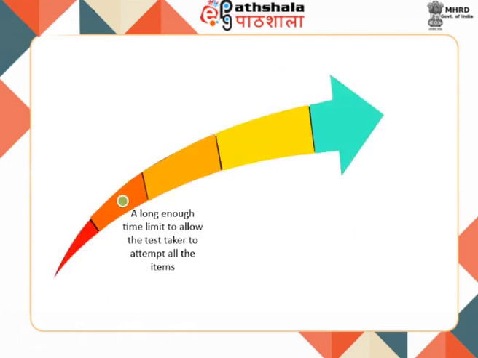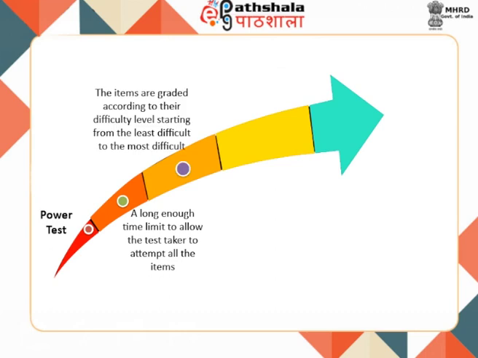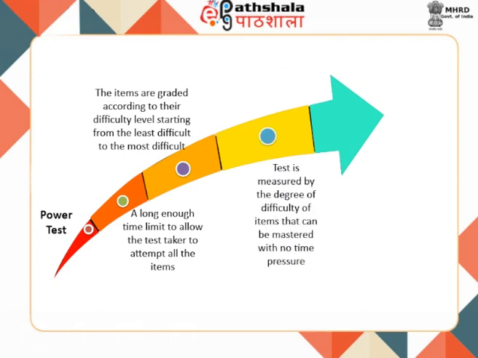Tests that have a long enough time to allow the test taker to attempt all the items are par tests. In a par test, the items are graded according to their difficulty level, starting from the least difficult to the most difficult, and the ability of the test taker is measured by the degree of difficulty of items that can be mastered with no time pressure on the test taker. Enough time is given to the test takers such that at least 90% of the test takers are able to attempt all the items. Some of the items included in a par test are too difficult for any test taker to solve, such that no test taker scores perfectly on the test.